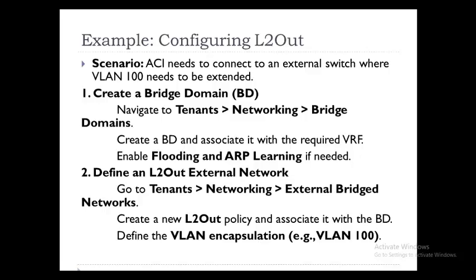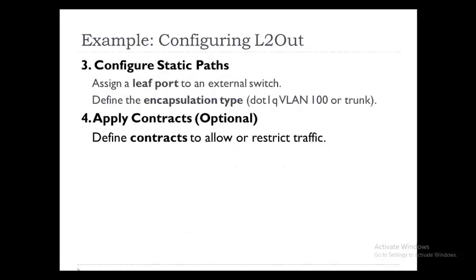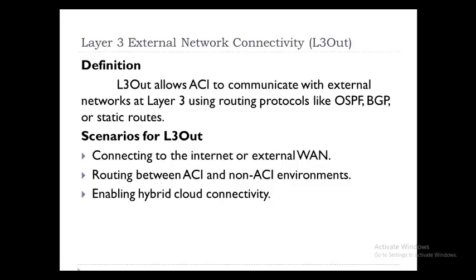Now L3 external network connectivity, L3 out. L3 out allows ACI to communicate with the external network at layer 3 using the routing protocols like OSPF, EIGRP. No EIGRP supported in ACI now. OSPF, BGP, and static route. Yes, no EIGRP support. You got OSPF, BGP, and static route.